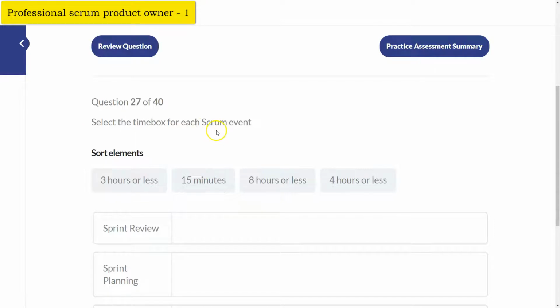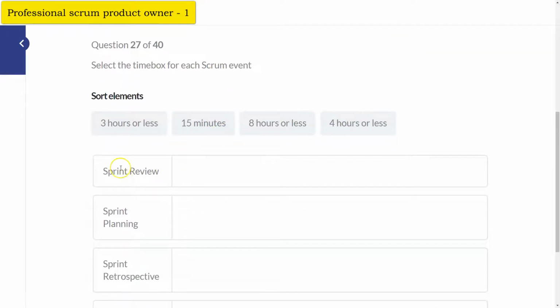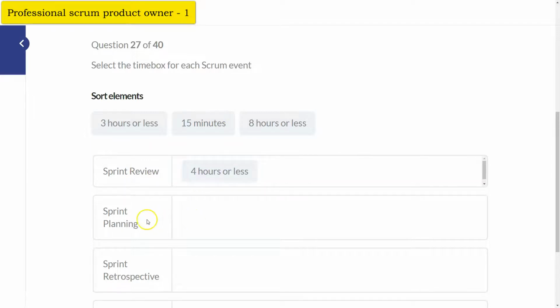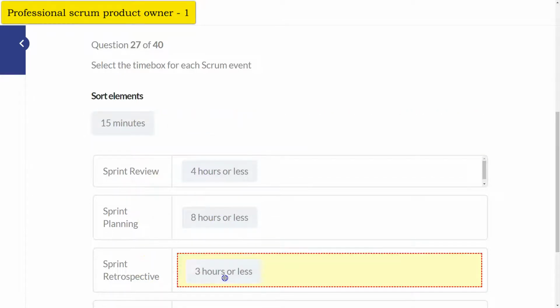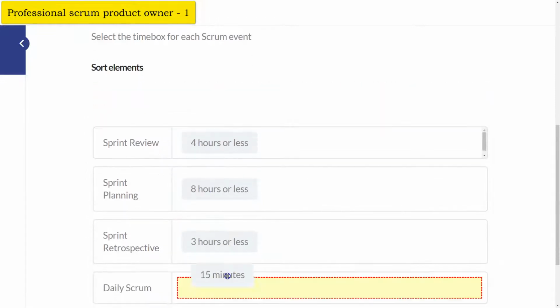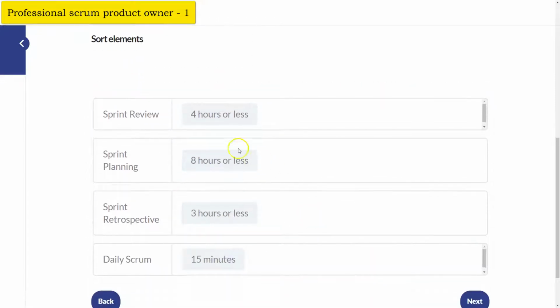Select the time box for each Scrum event. Sprint review. So sprint review is 4 hours or less. Sprint planning is 8 hours or less. Sprint retrospective 3 hours or less. And last one is daily Scrum. So 15 minutes. Alright guys.